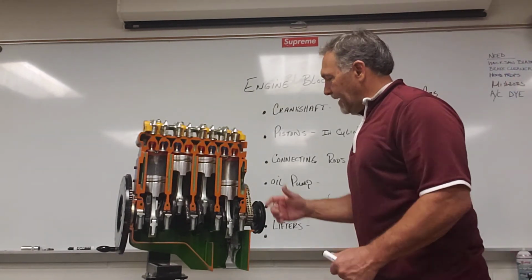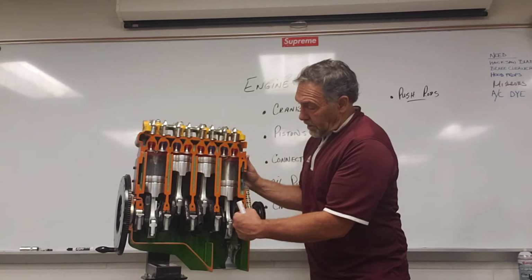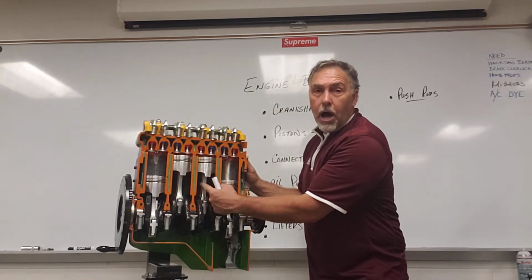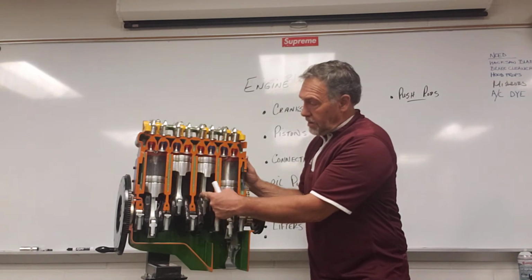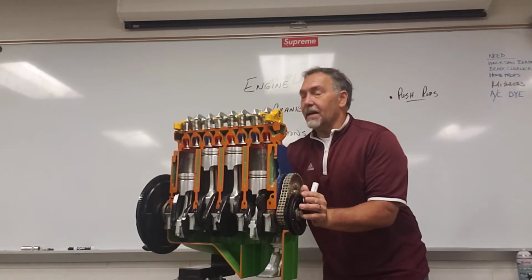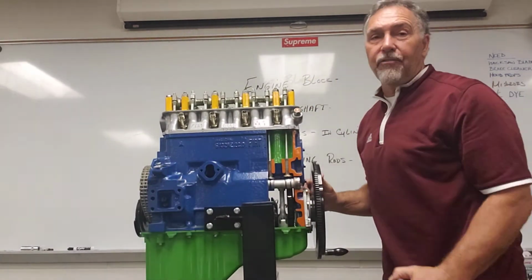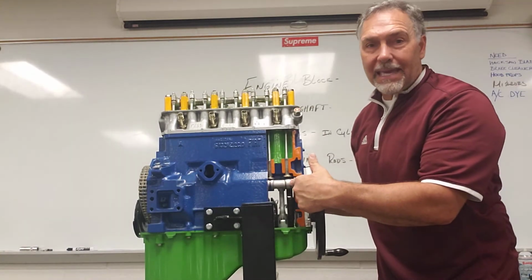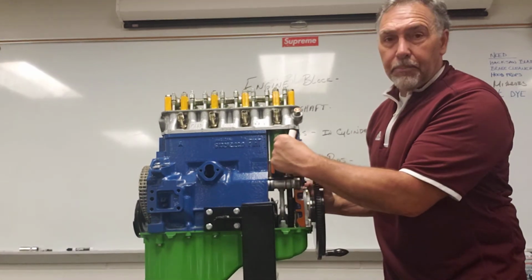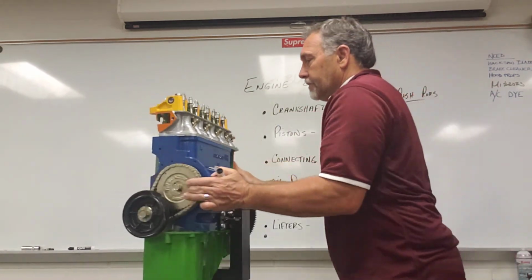All right, so again, the engine block, cylinders, crankshaft, connecting rods, pistons. Then on the back side, because this is an overhead valve motor, here we have the camshaft, lifters, and then the push rods here traveling up through to the cylinder head.